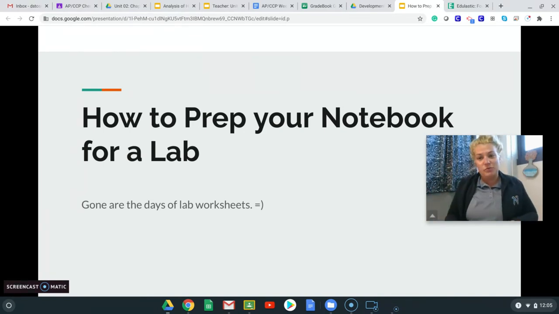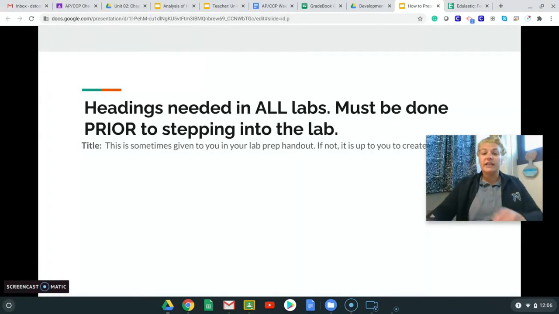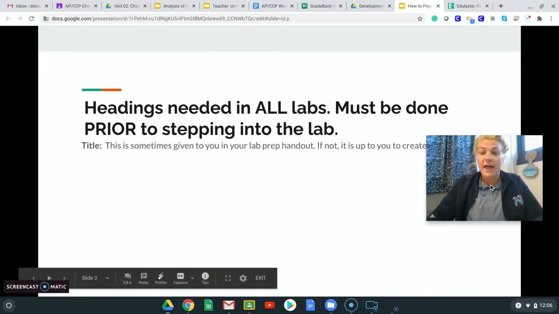Gone are the days of those worksheets in chemistry. It is your responsibility to read the pre-lab and prep your lab notebook for that lab. So like I do every year, I'm going to walk you through how to prep your lab notebook. Since we're not doing paper pencil, you can do your lab prep on a piece of paper, but there are slides that you're going to have to take a picture of your lab prep and post them on. Okay. So the first thing that I'm going to talk about are the headings.